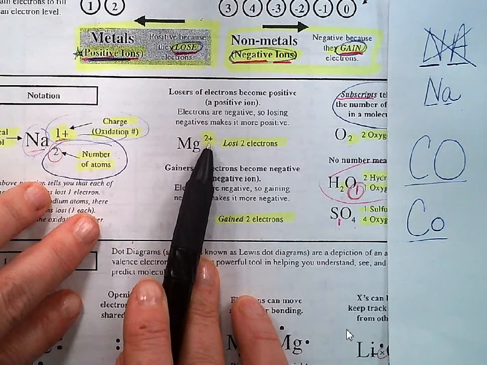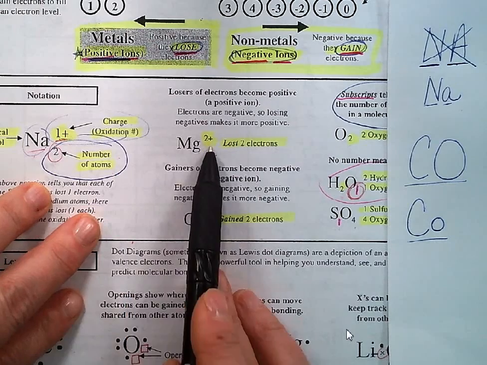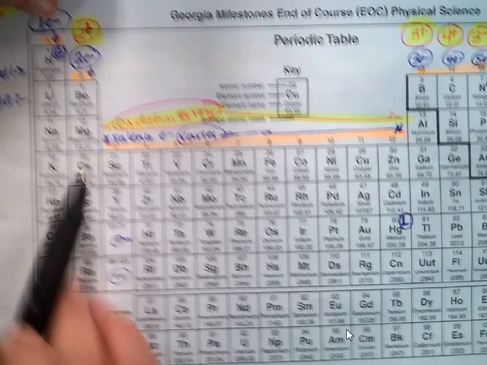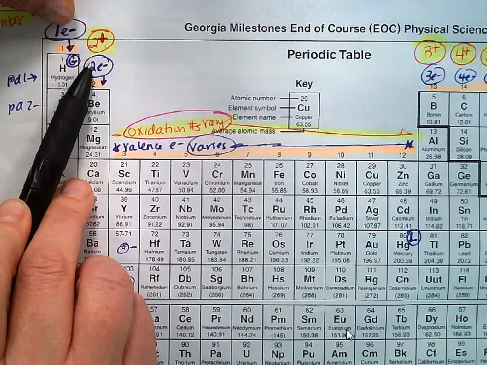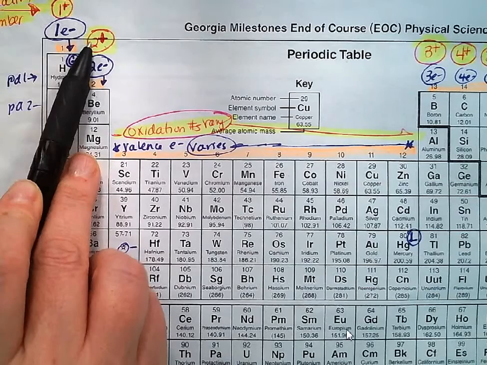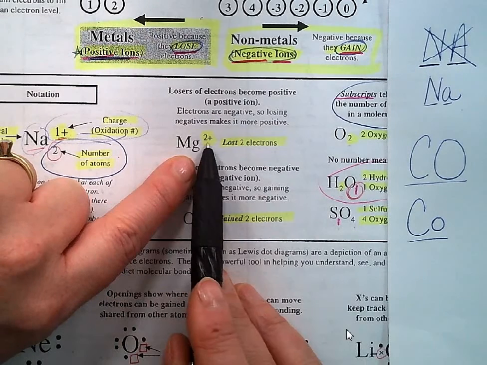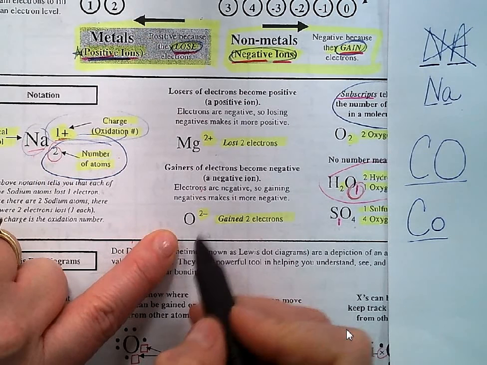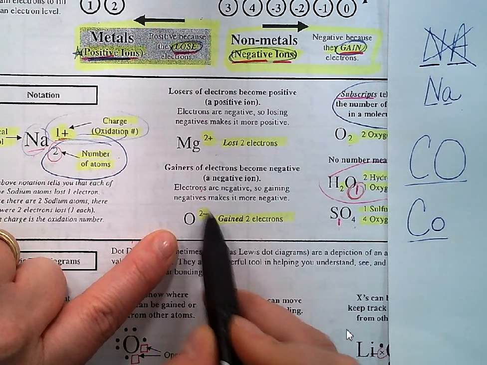So magnesium is in family 2. If we look at our periodic table, magnesium is here in family 2, and it tells us it has a +2 charge. So right here, when we write that, magnesium has a +2 charge like an exponent, and the reason is because it lost 2 electrons. Oxygen is in family 16. So family 16 has an oxidation number of -2, so we write it as an exponent, and it gained 2 electrons.